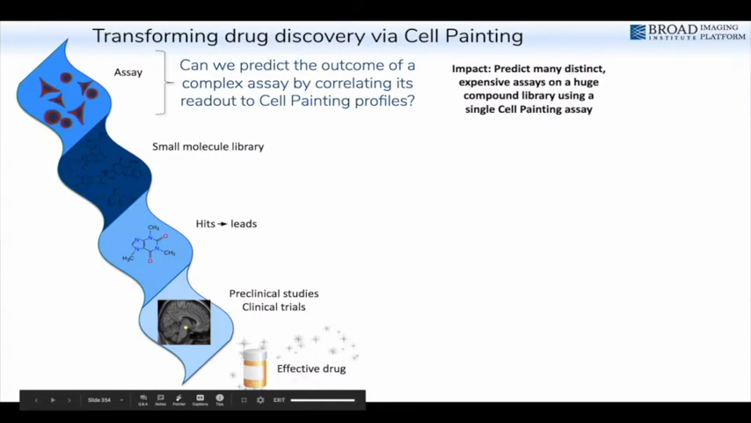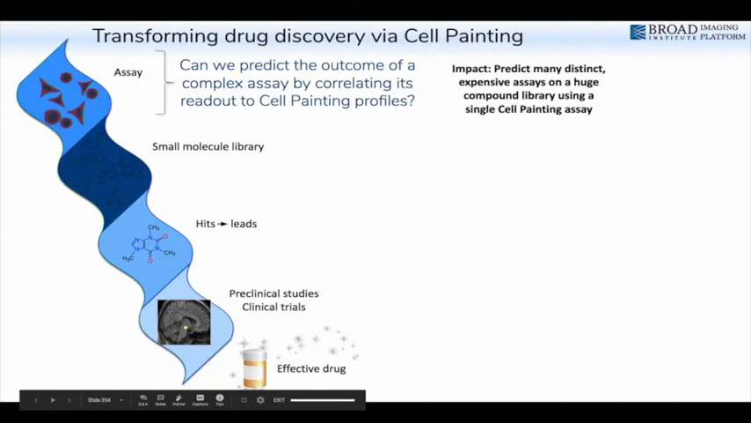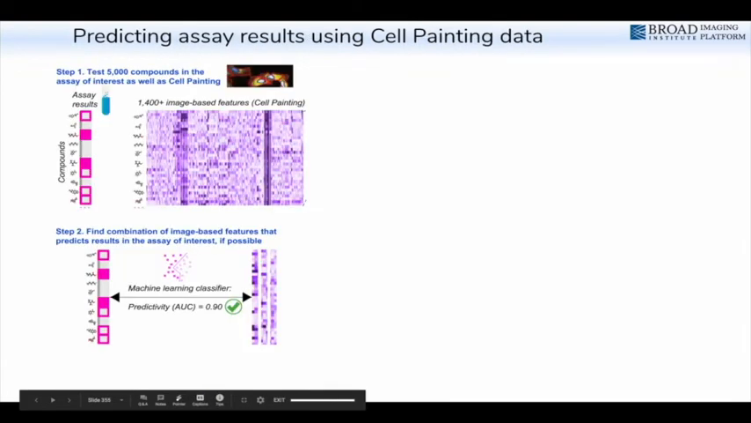The last application that I want to describe is all about predicting the outcome of assays based on images as a source of data. The impact here is that you can predict many distinct expensive assays on a huge compound library by just running an image-based assay once for an entire large set. This is most applicable, of course, for a drug discovery situation, but I think there are many ways that we can make this applicable to our everyday practice of biology. So let me describe the concept of it.